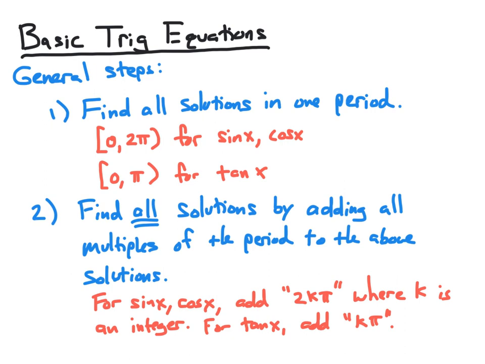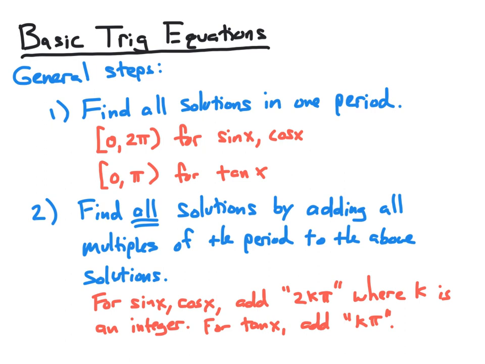Once we have all the solutions in one period, either between 0 and 2 pi or between 0 and pi, we can find all the solutions to the trig equation by adding every multiple of the period to those solutions that we have found within the first period. So for sine of x and cosine of x, we're going to add 2k pi to each of these solutions, where k is any integer. This will allow us to add 2 pi, 4 pi, 6 pi, 8 pi, etc., as well as negative multiples of 2 pi, like negative 2 pi, negative 4 pi, negative 6 pi, to those solutions.